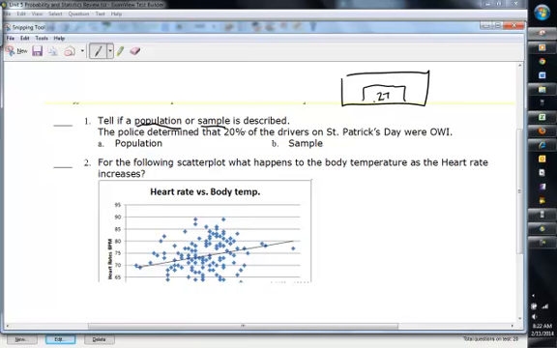The police determined that 20% of the drivers on St. Patrick's Day were OWI. That's operating while intoxicated. Now, the only way you could tell if it was 20% of all the drivers is if they stopped every driver. Well, they didn't stop every single driver, so they just did a sample of the drivers. Next one.